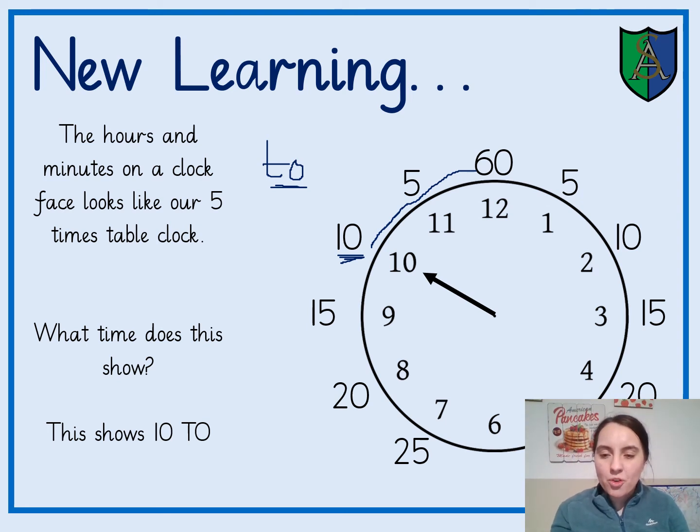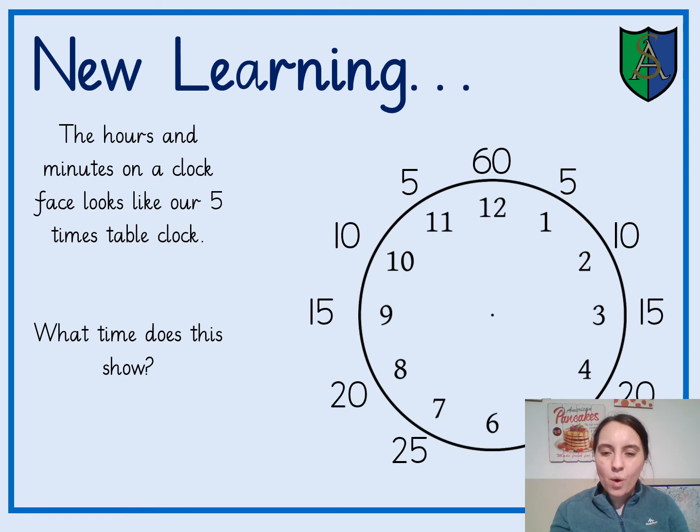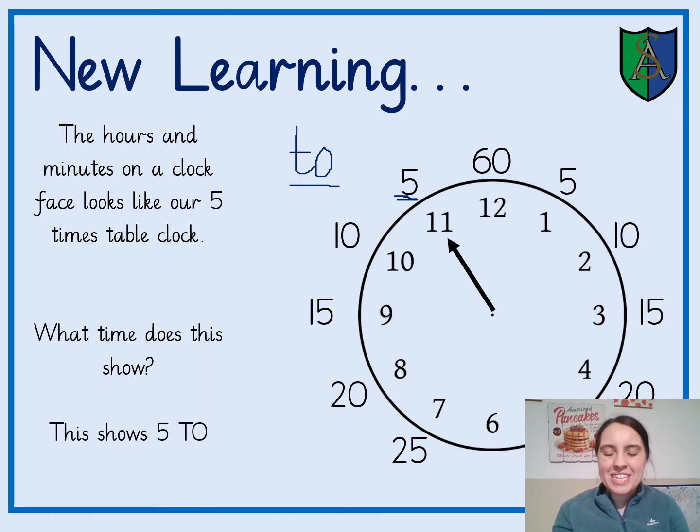Let's see if you can have one more try. Here we go. What time does this clock show? Okay, so it's pointing towards this number here, and we know that it's on the to side of the clock. So what is it showing? Say it out loud now. Well done if you said that it's showing 5 to, because there are 5 minutes left until or to the next hour. Well done everybody, this is really tricky stuff, so I'm really proud of you for keeping on listening and keeping on going.